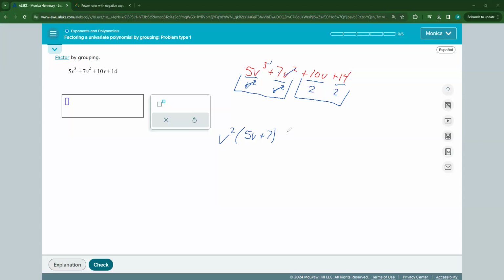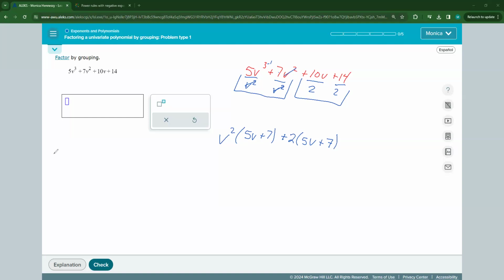So it is a positive 2, since there's stuff in front. I do need to write the positive, so 2 is going out. And 10v divided by 2 is 5v. And plus 14 divided by 2 is 7. So we have now gone from 4 terms, which were those 4 terms that we started with, to now we have 2 terms, because remember, terms are separated by pluses or minuses. Groups in parentheses count as just one thing, especially if they have stuff multiplied with it.